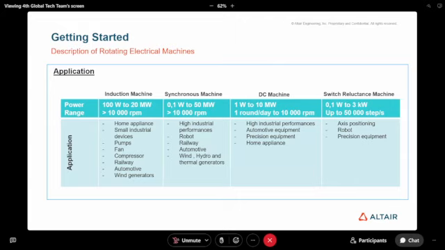This is not something we have in Flex Motor. So what we have in Flex Motor so far is the same stator and both cases of lamination.